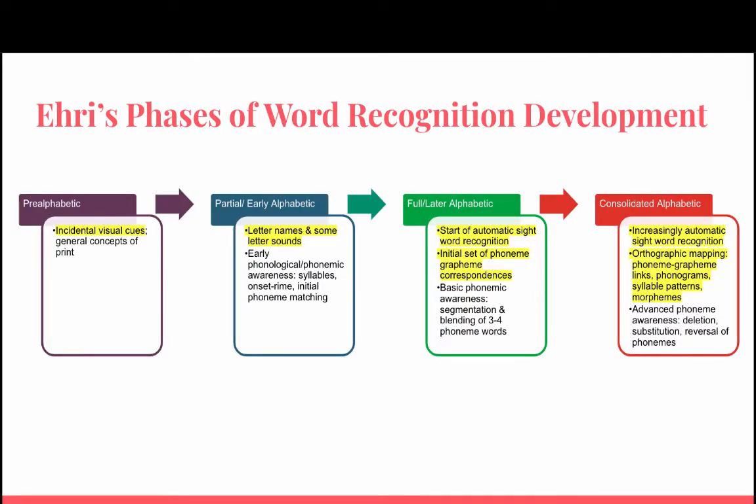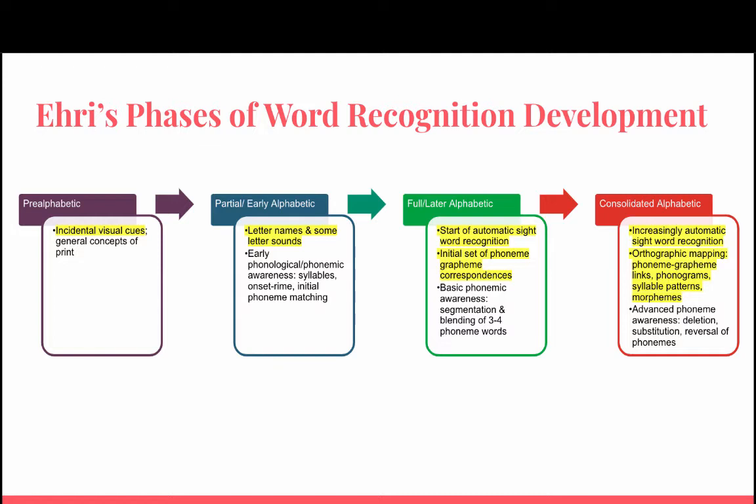Let's take a look at Ehri's phases of word recognition development. Highlighted in yellow, you can see the skills that are related to decoding. We see that in the pre-alphabetic phase, children are recognizing visual cues like the McDonald's sign, but this isn't real reading yet. In the partial alphabetic phase, children recognize letter names and some of their sounds.